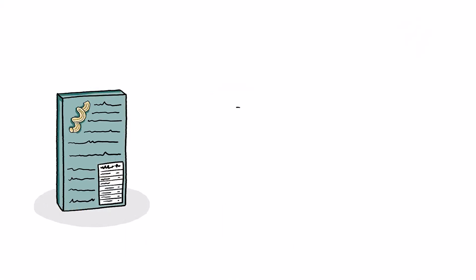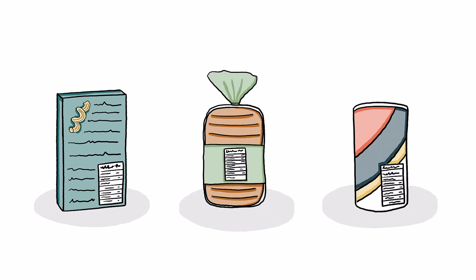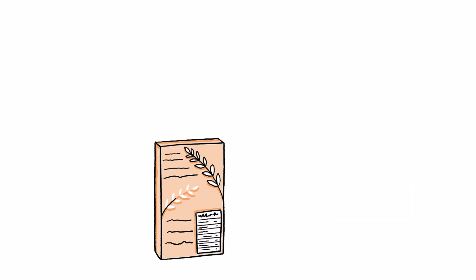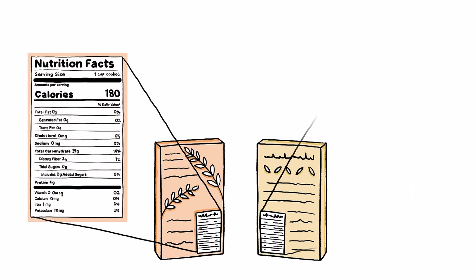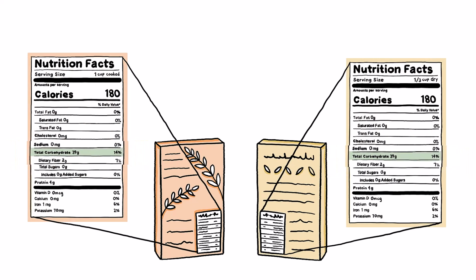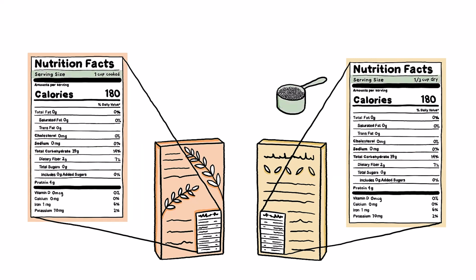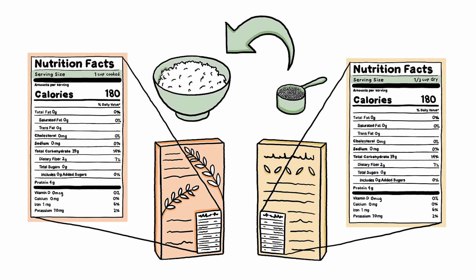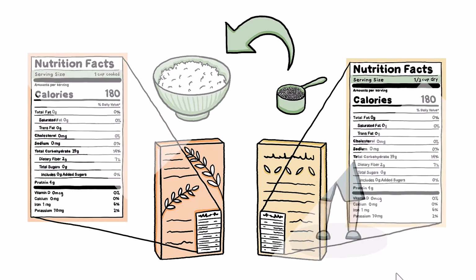Packaged foods that have nutrition labels are helpful when carb counting. On the label, you will see total carbohydrates listed, indicating how many carbohydrates are in one serving. When reading labels, please check whether the serving size says cooked or dry. If the label says dry, you will need to calculate how many dry portions you consumed once cooked.